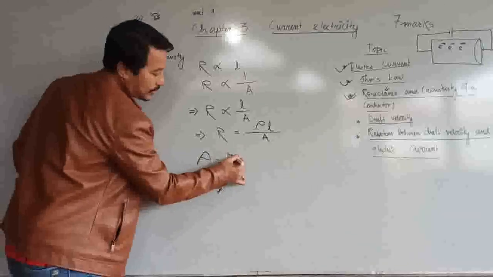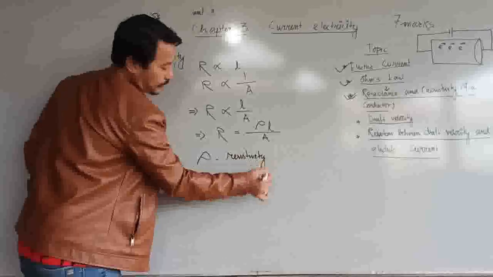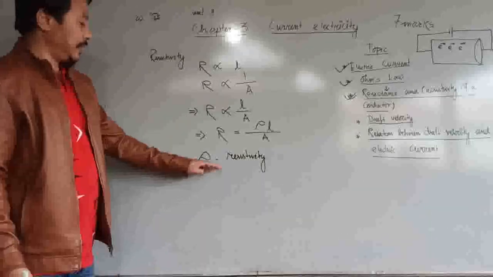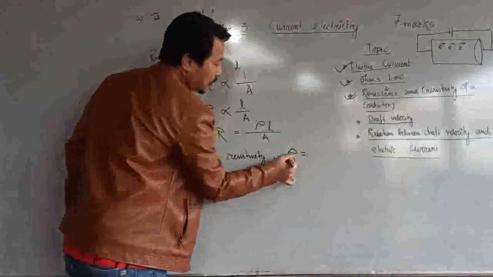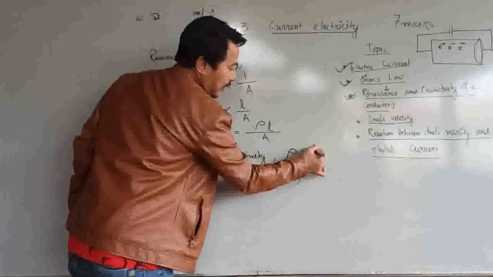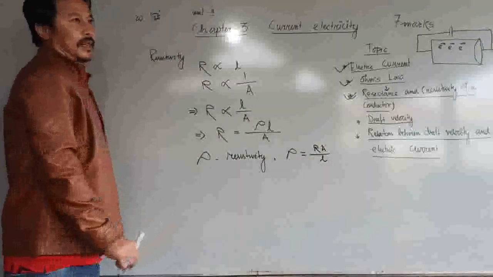This rho is known as resistivity. The resistivity is defined as rho equals R A by L.